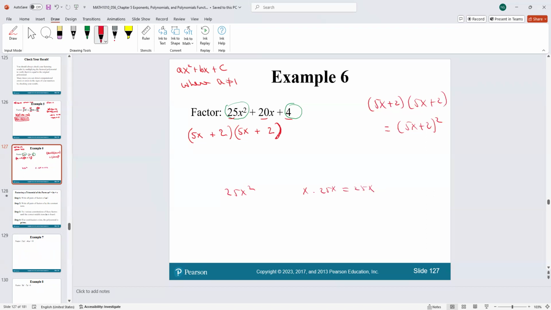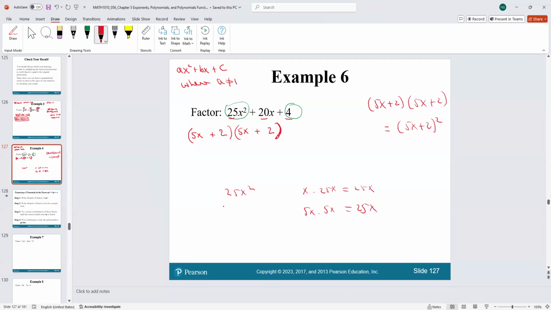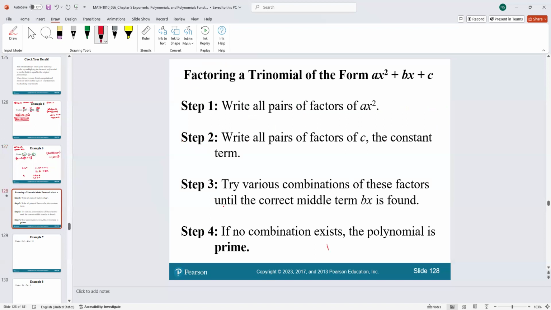I can do 5x times 5x. That's the one I try first. Fortunately, it's working, but not all the time. That's why we say trial and error. Next, write all pairs of factors of c, the constant term. For example, here, when I took 4, I know 4 could be 1 times 4, or 2 times 2. So I try these two.